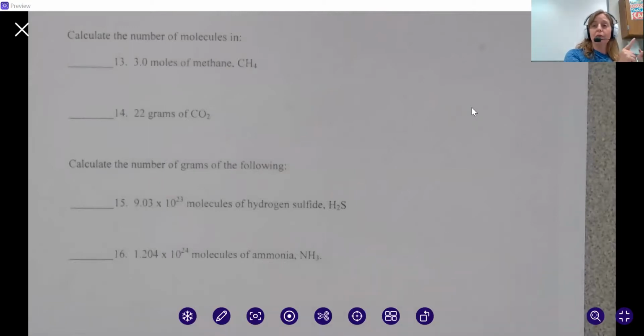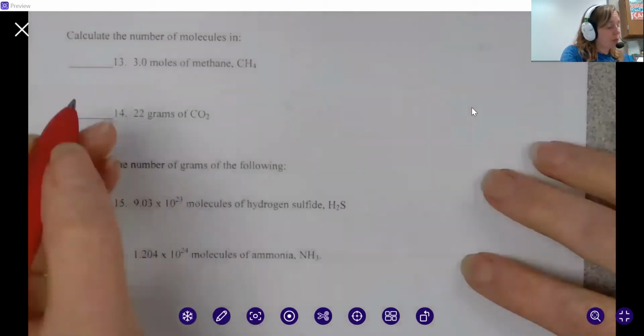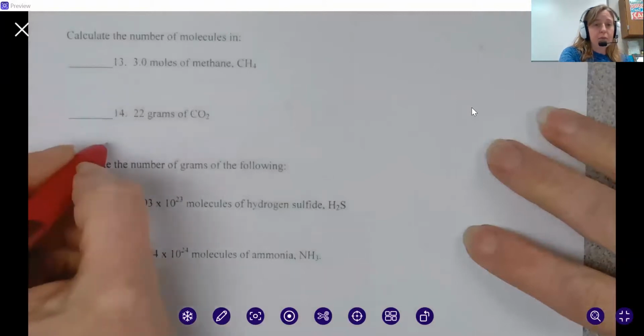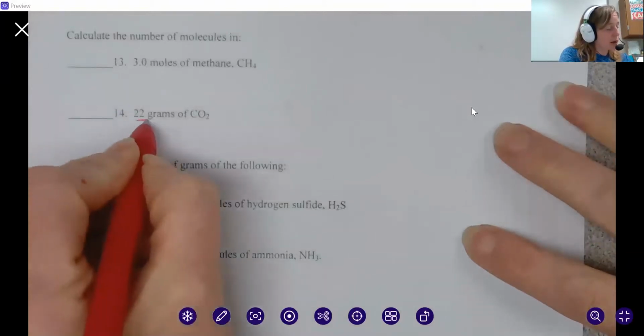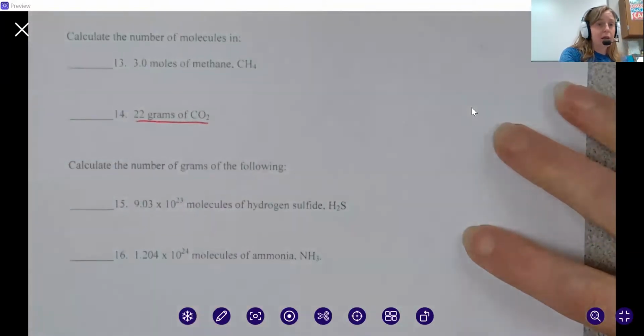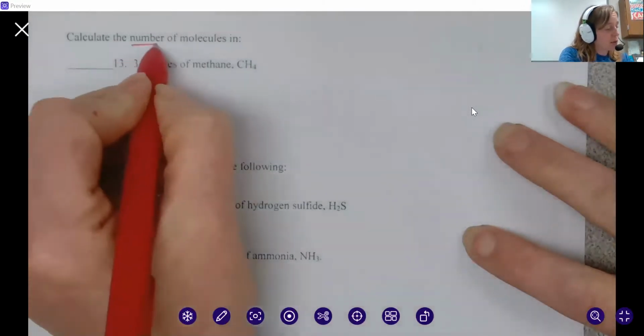Same thing if you're going from mass to particles. Okay, it doesn't matter if it's molecules or whatever. You're going to go from mass to moles, then to particles. So you have to go through the moles before you get to anything else. So let me give you an example. In problem number 14 here, it gives you 22 grams of CO2, and it wants you to calculate the number of molecules.